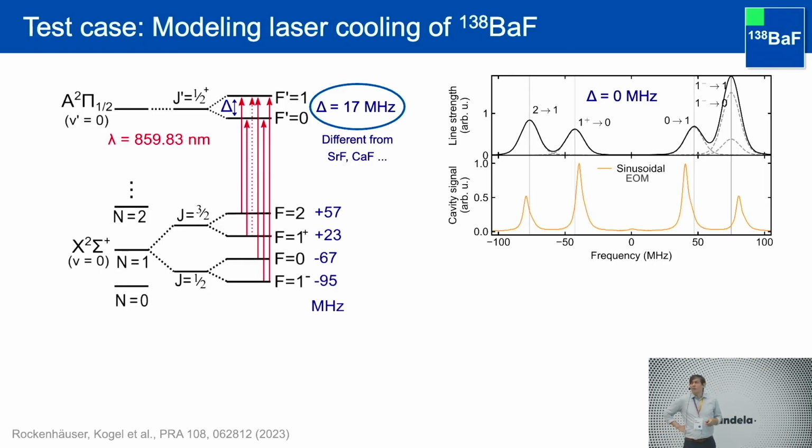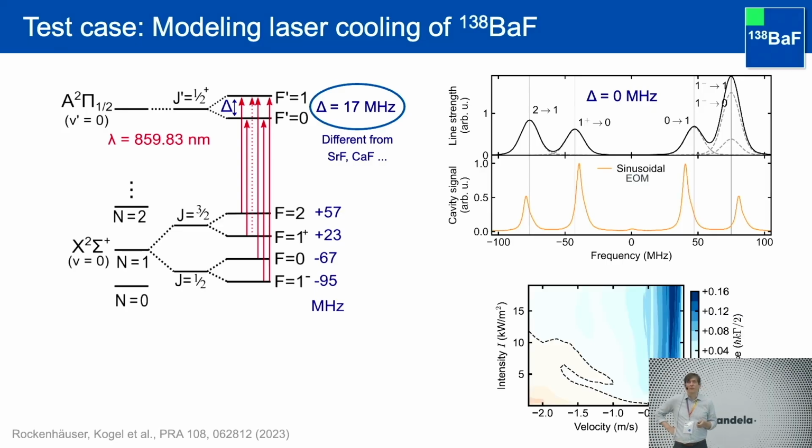Let's imagine for a while, though, that this splitting would be zero. And then the spectrum would actually look something like this. And barium fluoride would be a very lucky molecule because you could just apply sidebands with a single sinusoidally driven AOM, and that would fit almost perfectly. And then you can calculate the forces by solving your optical Bloch equations, and you would get some sizable forces. So this is basically velocity and the size of the forces given by the color. You see there's a big blob here with sizable forces.